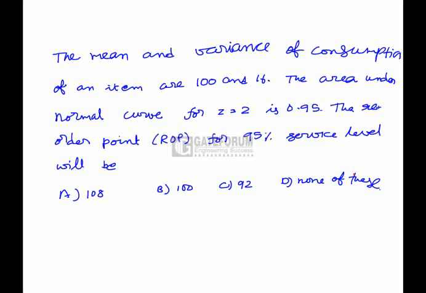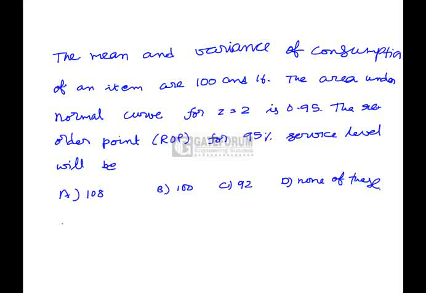Mean and variance of consumption of an item are 100 and 16. The area under the normal curve for Z is 0.95. The reorder point for 95% service level will be. Here the options are 108, 100, 92 and none of these.